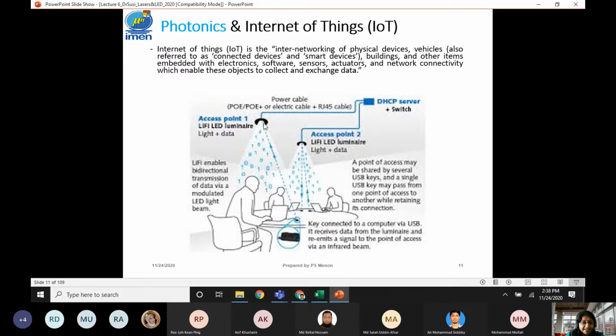So when you're sitting under an LED light, Li-Fi enables bi-directional transmission of data through a modulated LED light beam. Okay, so you have an adapter, similar to your wireless adapter, connected through a USB. It receives the data from the luminaire and re-emits the signal to the point of access via an infrared beam. But this is only for short distance. That means when you move from this LED to the next LED, you'll be connected to the next LED. Okay, so this is photonics and also Internet of Things.